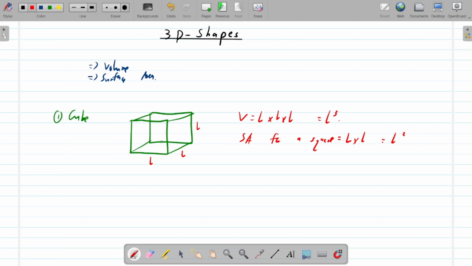Now how many squares do I have in a cube? I have one on the front, one on the back, one on the side, one on the right side. That's 4. One on the top, one on the bottom. So I have 6 squares. So surface area for a cube is going to be what? Square area times 6. Okay, so L squared times 6, that's going to give you 6L squared.